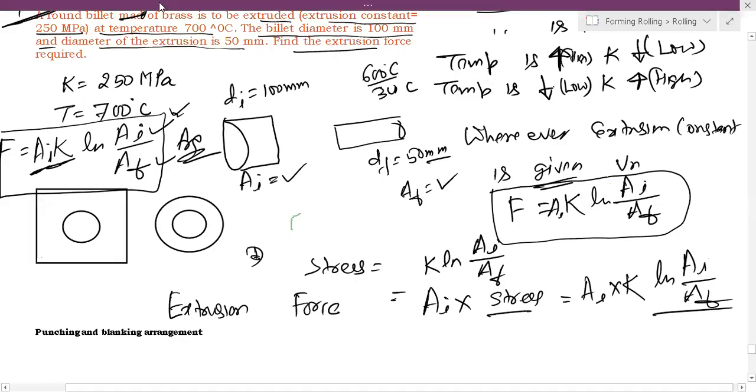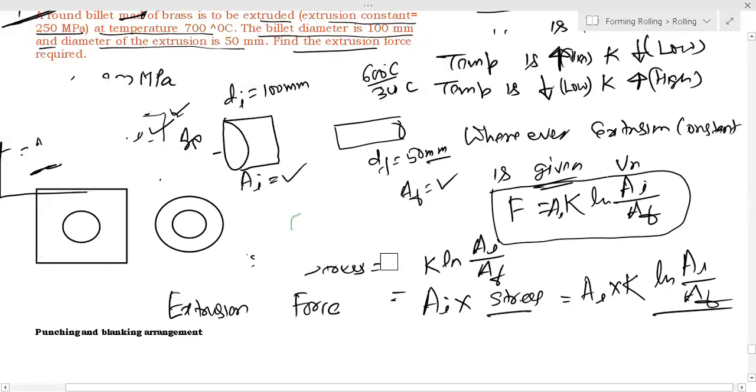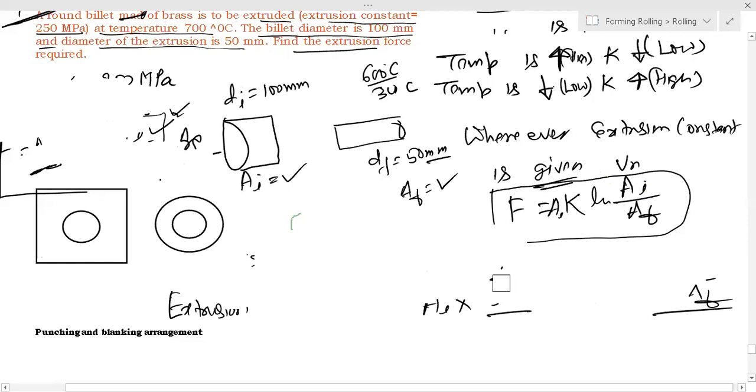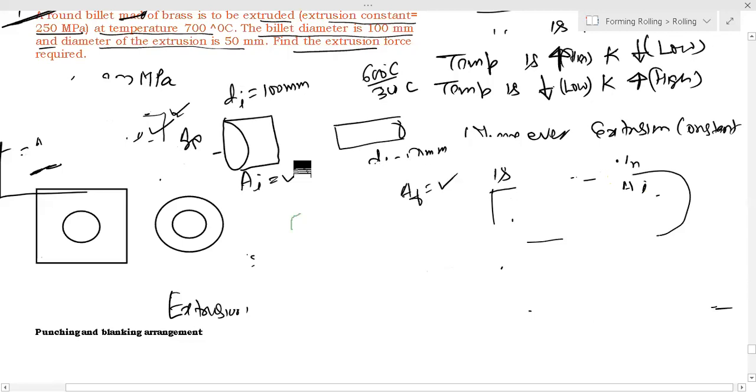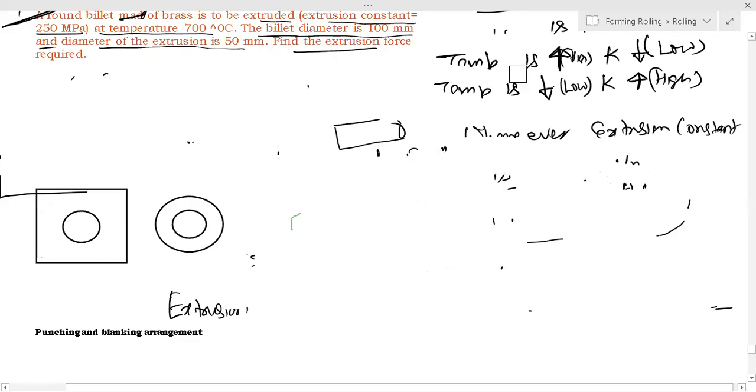So now we are discussing another new topic. That new topic is sheet metal operation. That is a very important topic. GATE has asked a lot of questions on it.